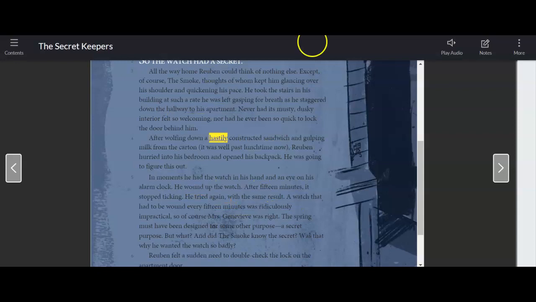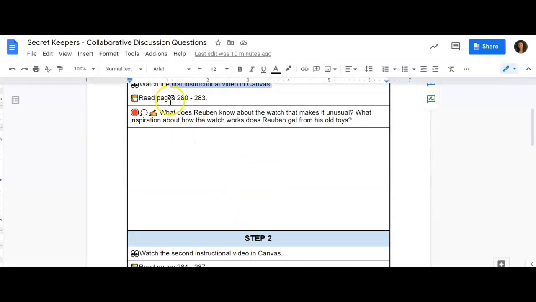All right, friends, you can move on to the next part of our graphic organizer. Read pages 280 to 283. Then you have a stop, think, and write question, and then you can come back and we'll watch the second instructional video.